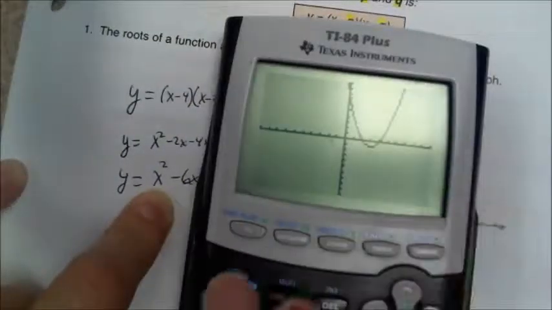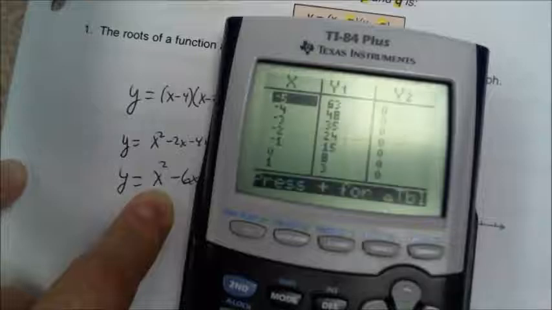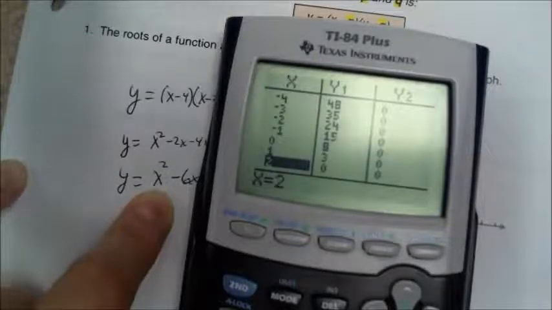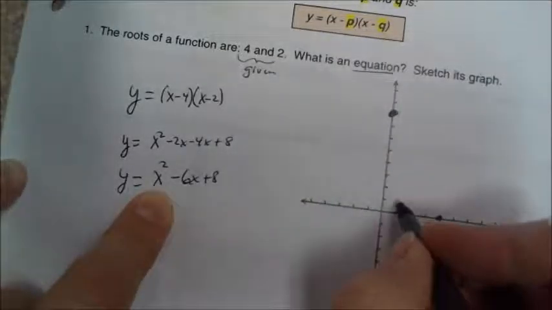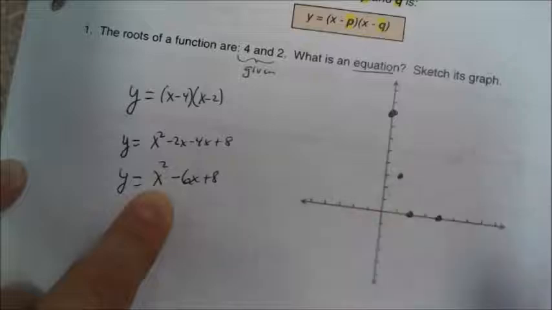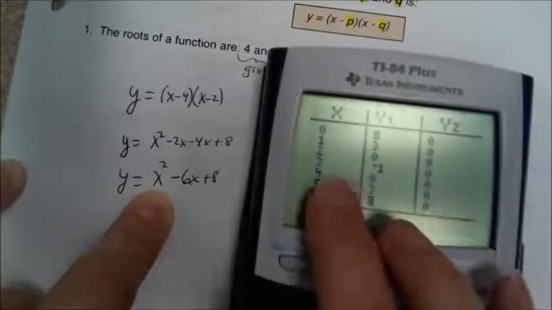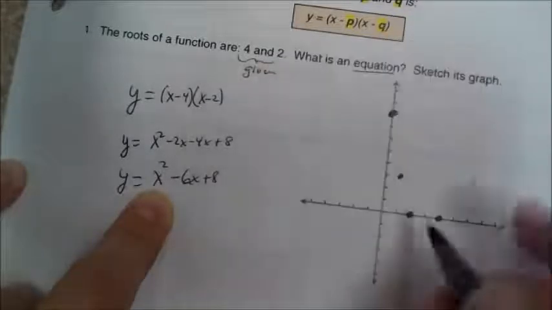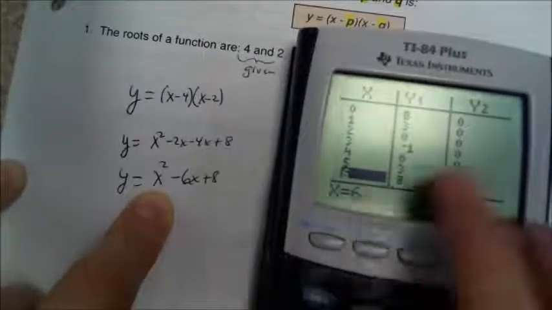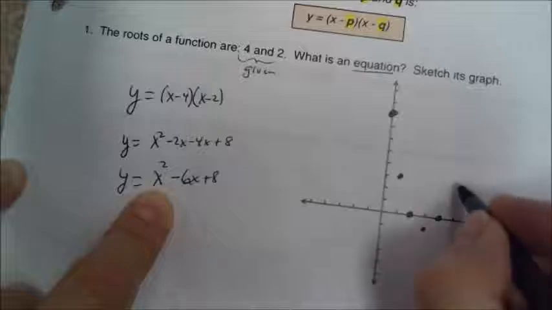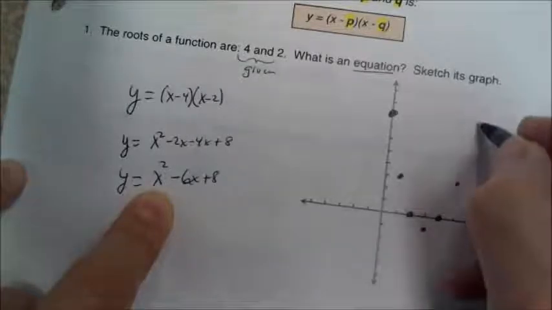If we want to look at the table of values, let's be a little accurate on this. So it goes through 1, 3. Let me pull this up a little bit. 0, 8, 1, 3, over 1, up 1, 2, 3. And then it goes through 3, negative 1, and then 5, 3, and 6, 8. So over 5, up 3, over 6, up 8, a very symmetrical, beautiful parabola.